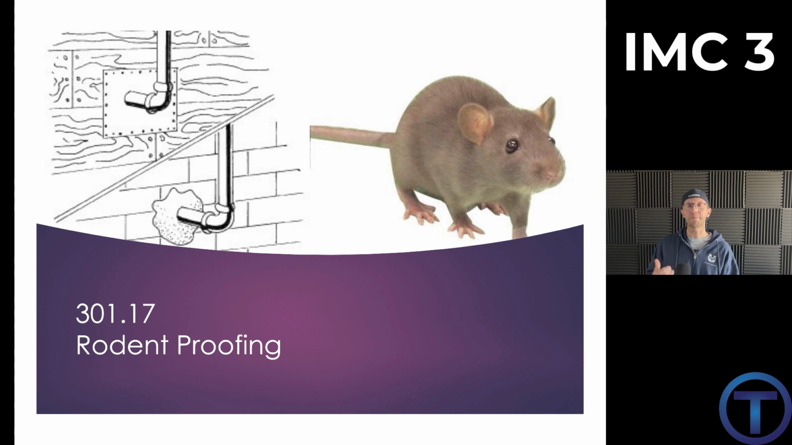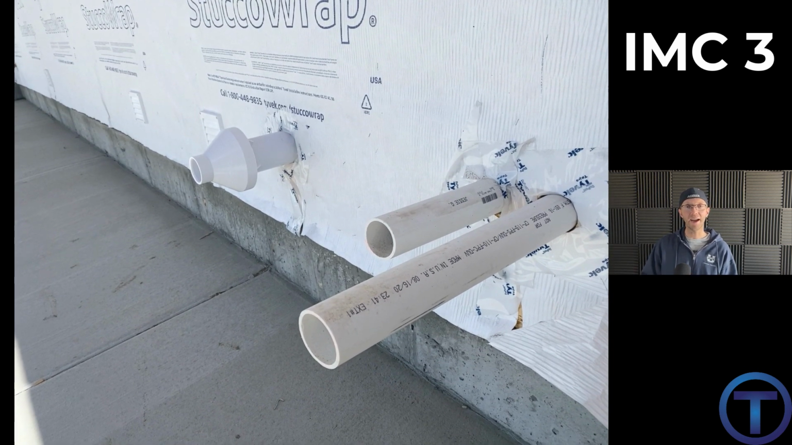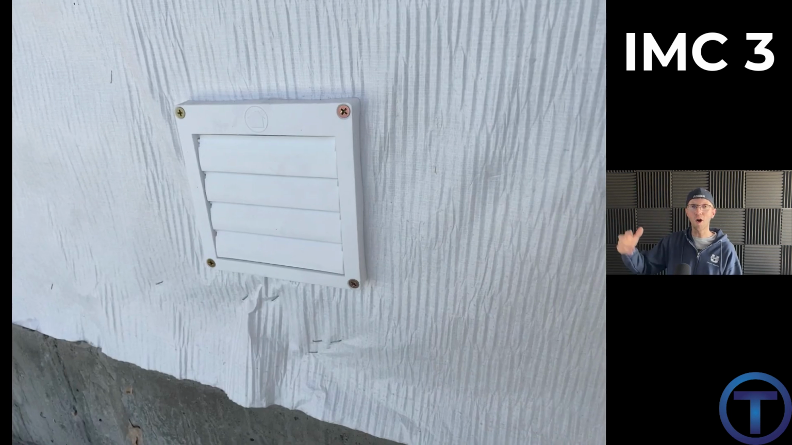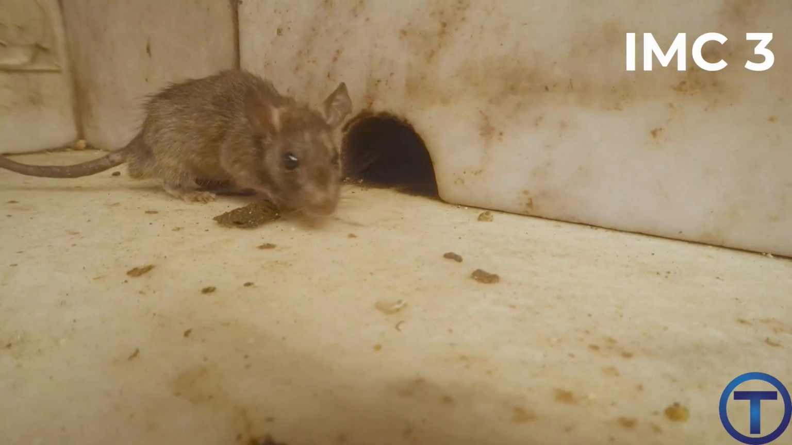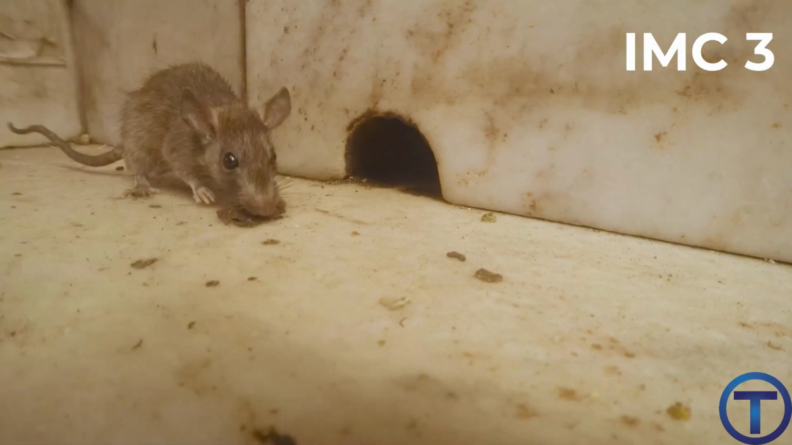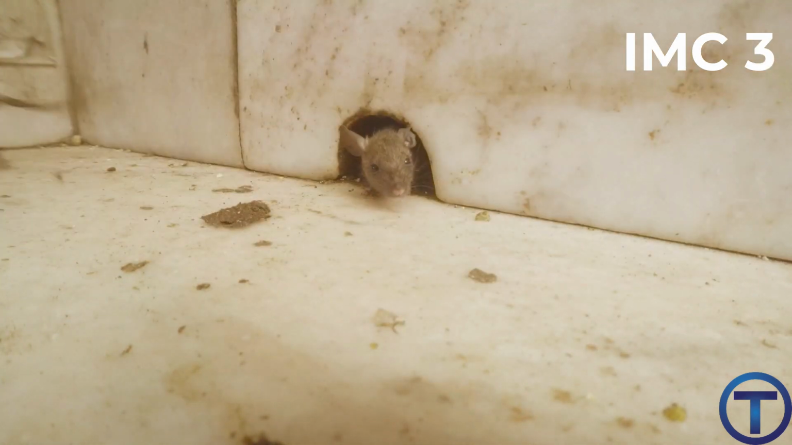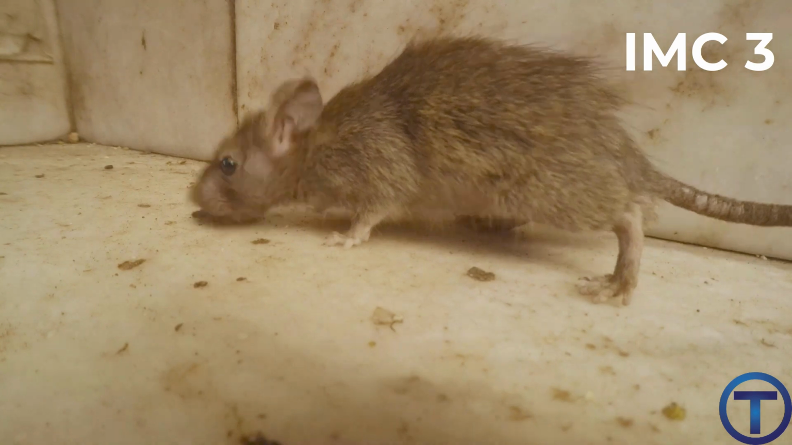301.17, rodent proofing. It is not uncommon in the installation of mechanical systems to create sidewall penetrations. Anytime we're coming through a sidewall, we've got to be thinking, we just created an opening for rodents, and they can get through very tight spaces. So we want to make sure that those are all sealed up, and we're not leaving a welcome door for rodents to get in.